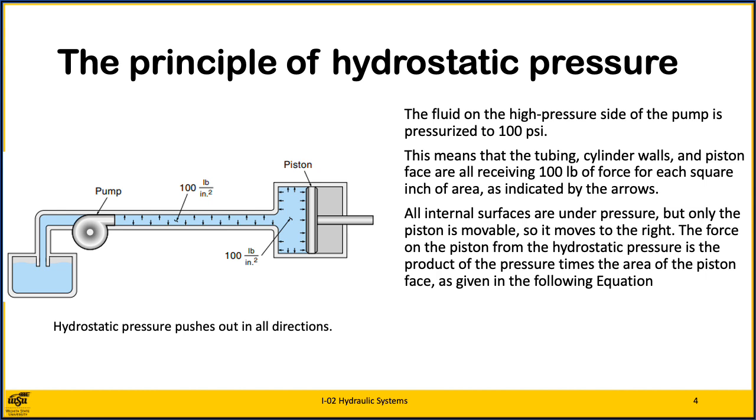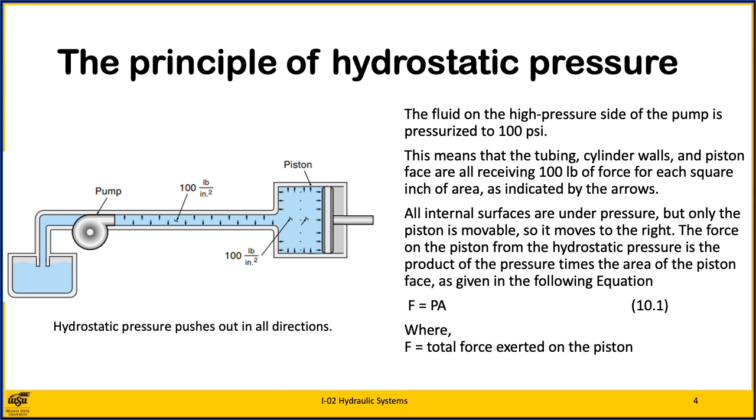The force on the piston from the hydrostatic pressure is the product of the pressure times the area of the piston face, as is given by the following equation. F equals P times A, which is equation 10.1 in your text, where F is the total force exerted on the piston, P is the hydrostatic pressure, and A is the area of the piston face.